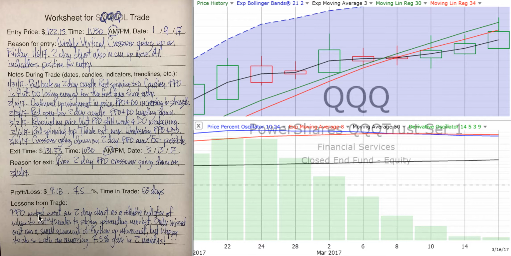What were they? The PPO worked great on the 2-day chart as a reliable indicator of when to exit, thanks to a strong uptrending market. Only missed out on a small amount of further up movement, but happy to do so with an amazing 7.5% gain in 2 months. This trade worksheet can come back to help you again and again and again, because you will keep one of these for each and every trade that you practice. And it gives you a record that you can sit back and look at. It also gives you notes all the way along as to what you were thinking.